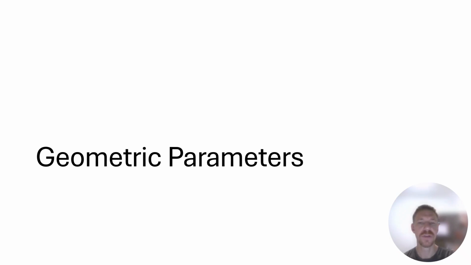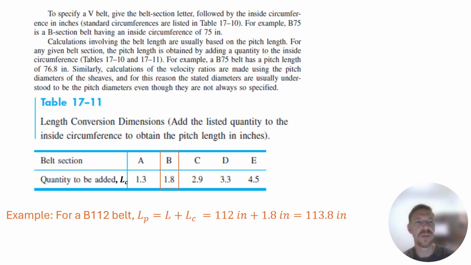So we're first going to obtain some geometric parameters from the givens. First off, to specify a V belt, given the belt selection letter, which is the B, followed by the inside circumference in inches, that's the 112. The calculations involving the belt length are usually based on pitch length. In a given belt section, the pitch length is obtained by adding a quantity to the inside circumference. We get that quantity from Table 17-11, and for the B belts, the quantity to be added, L sub C, is 1.8 inches. At the pitch location, the pitch length is L sub P equals L, the 112 inches nominal length, plus L sub C, so that's 112 plus 1.8, which is 113.8.